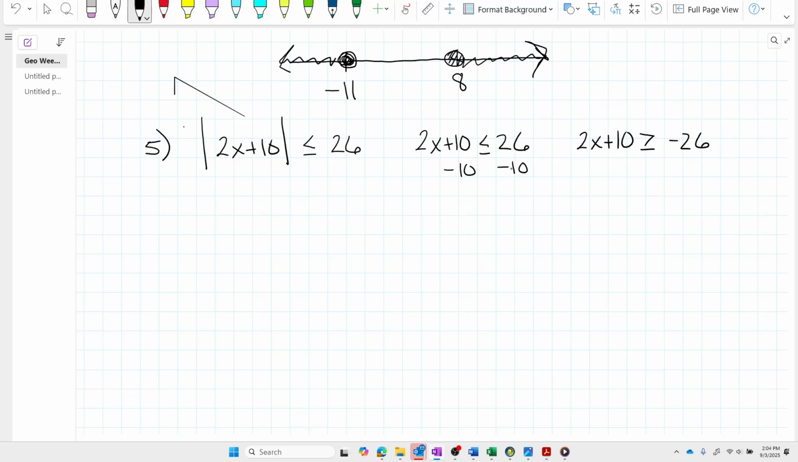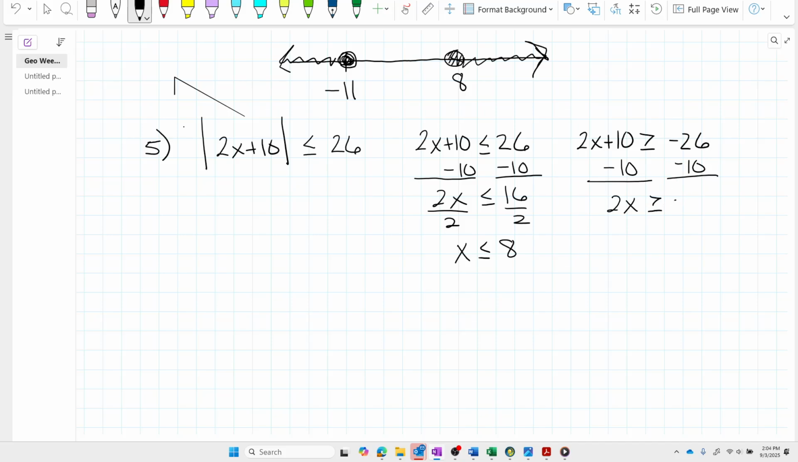So subtract 10 from each side. 2x is less than or equal to 16. Divide by 2. X is less than or equal to 8. In the other equation, we subtract 10 from each side. 2x is greater than or equal to negative 36. Divide both sides by 2. X is greater than or equal to negative 18.